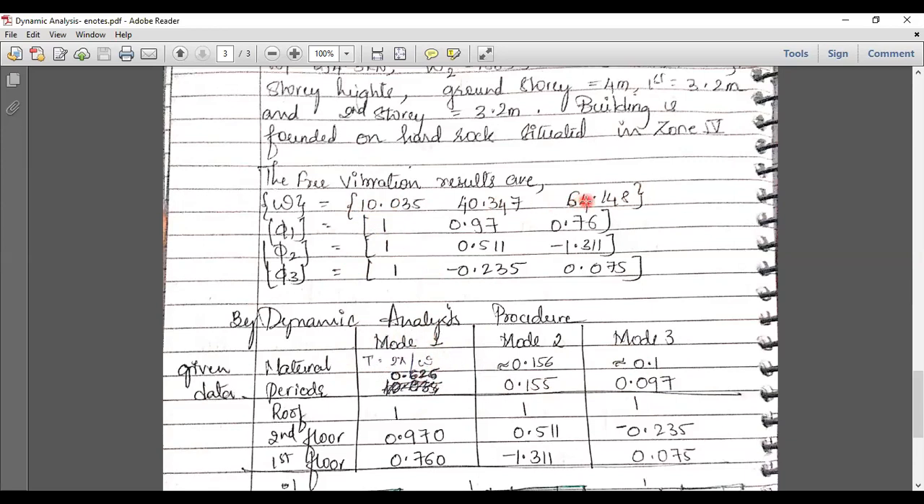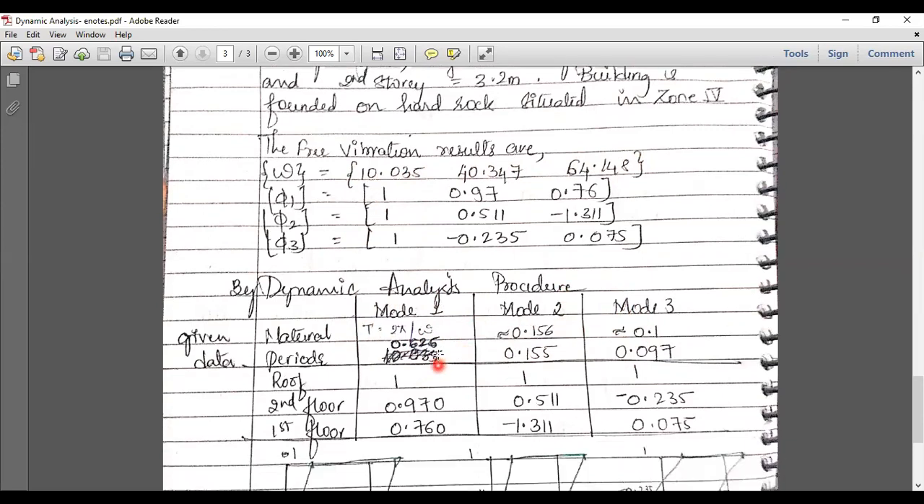These are the values of omega in radians per second. Now sometimes in the question this is directly given in terms of seconds. At that time you will use it as seconds only. Do not convert this again. Then I calculated the natural periods over here.